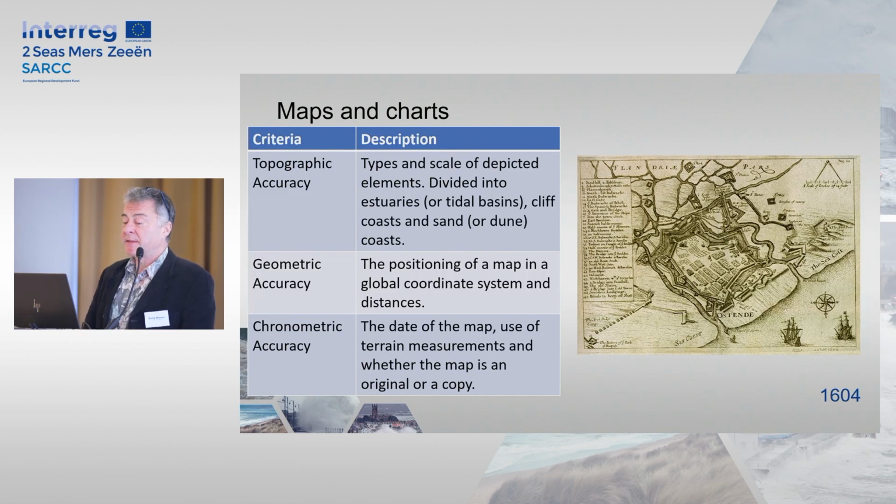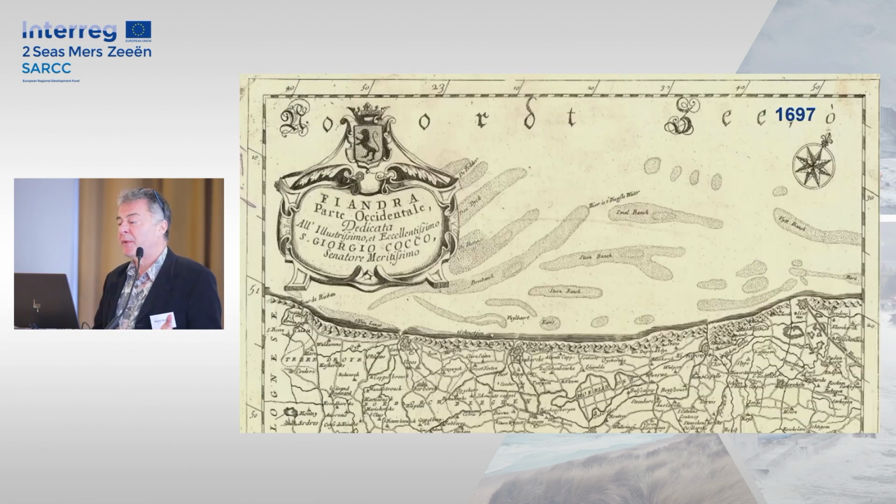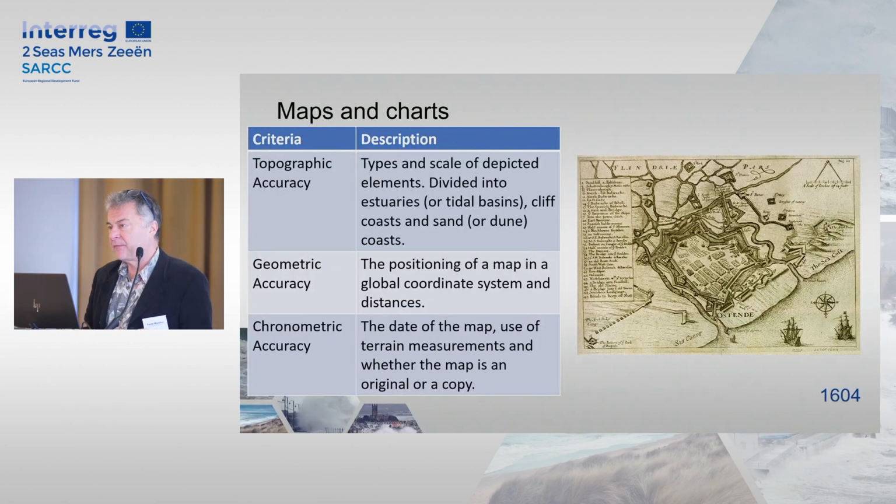The same applies to charts and maps. We've identified specific characteristics within charts and maps, so we can see how accurate they are, when they were made, and what they really tell us about the landscape. So accuracy is important. The geometric accuracy is how we can find that map and put it back onto one of the various global coordinate systems, so we can really use it in detail. And that applies to the chronometric accuracy as well, looking at features in the map and how they relate to the features nowadays.